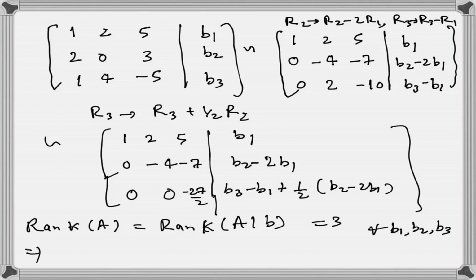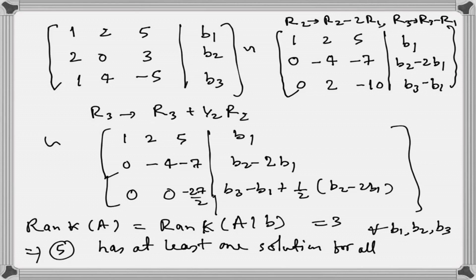So this implies that system 5 has at least one solution for all b1, b2, b3 belonging to S. Okay, so that means the system in part A and part 4 has at least one solution for all b1, b2, b3, and part B, part C doesn't have it.